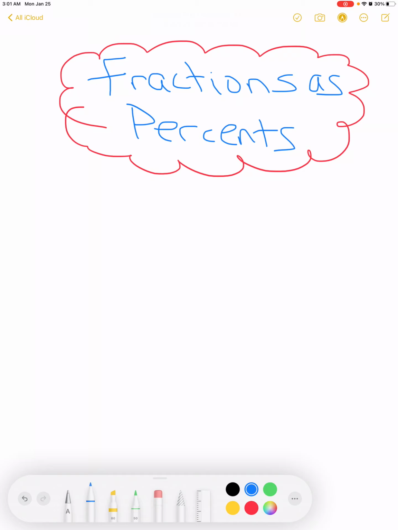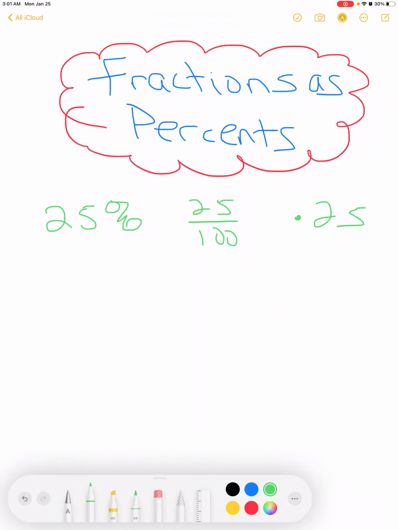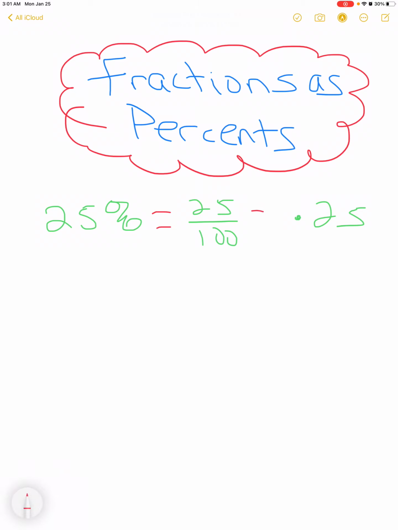Fractions as percentages. I don't want you all to get so intimidated by fractions and percentages. Let me explain it like this: 25% is the exact same value as 25 over 100, and that has the exact same value as decimal 0.25. They all equal the same value. So if you look at it that way, fractions are not so intimidating.